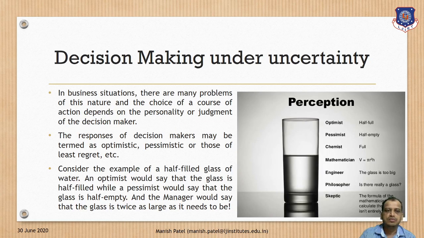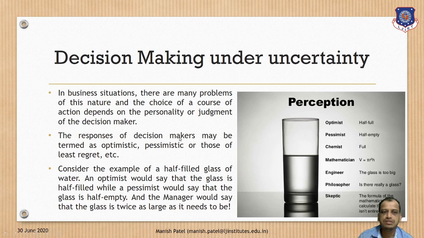In uncertain problems, for example, on the right hand side in this figure, if you can see, this is just an example, right? For the optimist, it is half full. For the pessimist, it is half empty. For the chemist, it is full. For the mathematician, it may be a formula, right? Volume. For the engineer, the glass is too big. For the philosopher, is there really a glass? And for the skeptic, the formula of the mathematician to calculate the volume is not entirely correct.